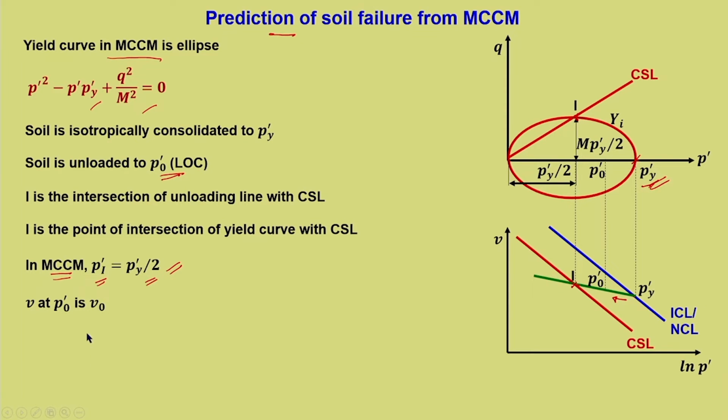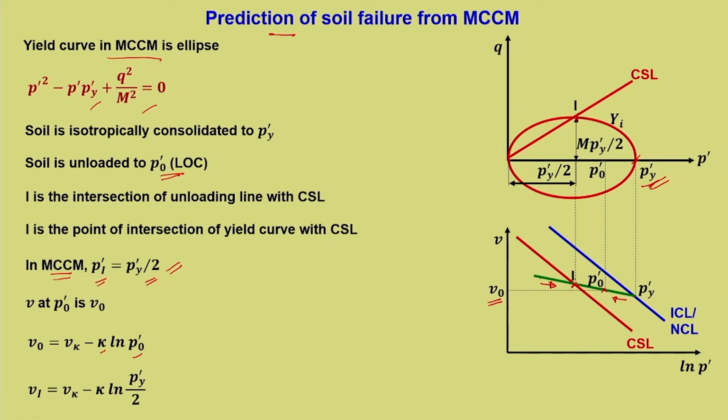So, v at p'0 is v0. So, this is the starting point, because we are starting with a lightly over consolidated state. So, the v corresponding to p'0 is v0. We can write this particular point p'0 as v0 is equal to v kappa minus kappa ln p'0 from the equation of the unloading reloading line, this particular line. So, v kappa somewhere here and minus kappa ln p'0.